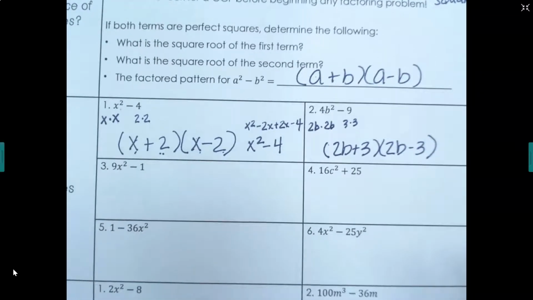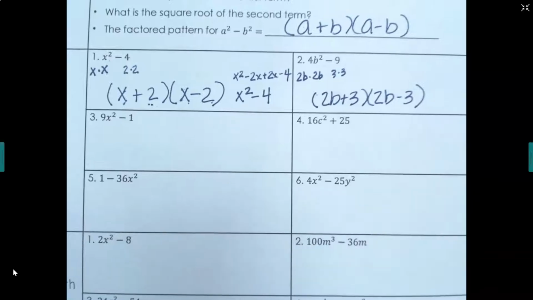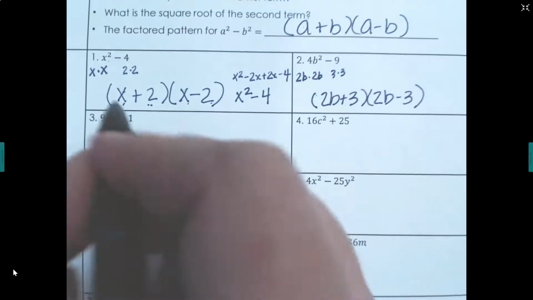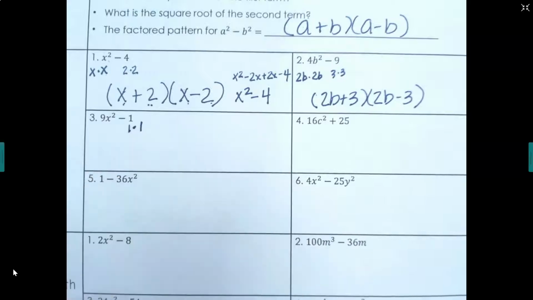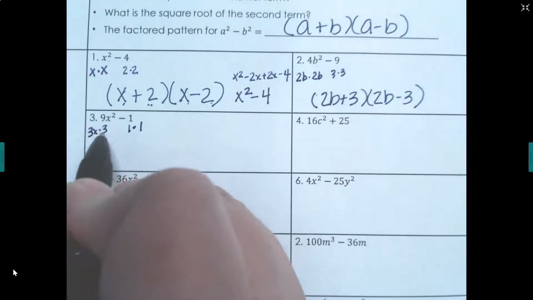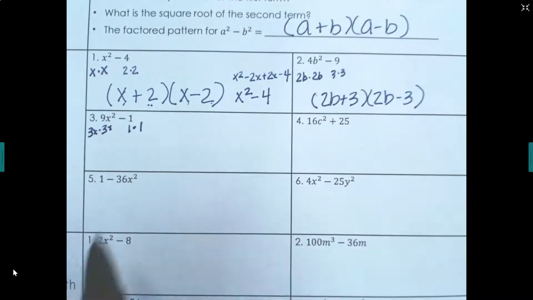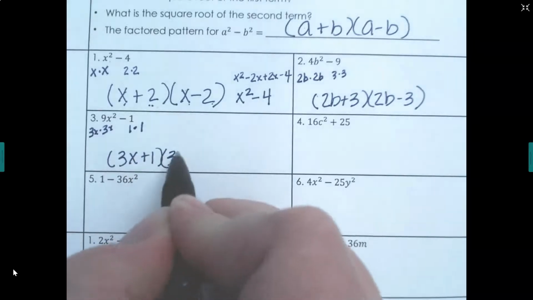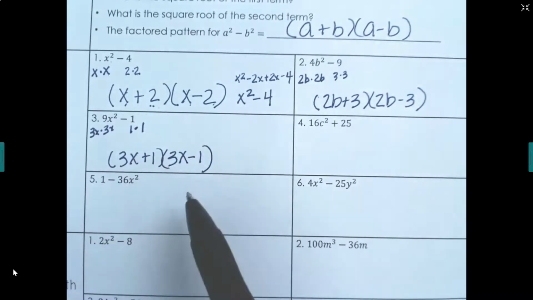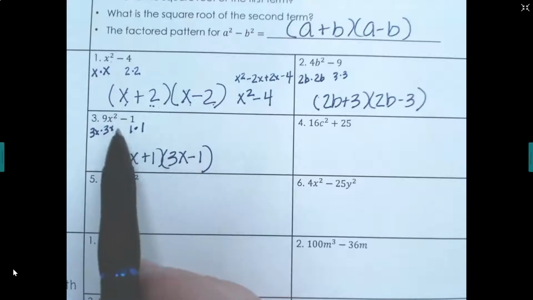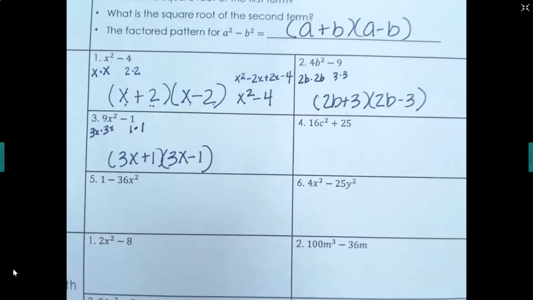Okay. Take a look at number 3. This is one people get confused about because they're like, 1 is 1. But you can get 1 by taking 1 times 1. It is a perfect square. Okay, 9x squared would be 3x times 3x. And then we're going to use our pattern. 3x plus 1, 3x minus 1. And remember, the pattern works because of these opposite signs. That's what makes the middle term cancel out, so you only have 2 terms remaining.